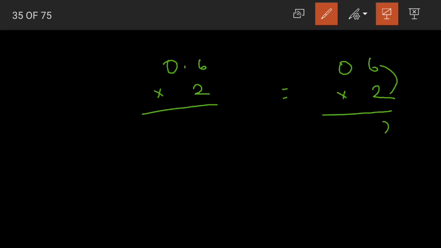See, 0.6 into 2. Consider this as a whole number itself. Forget about the point. 2 sixes are 12. 2 here, 1 carried. 2 zeros are 0 plus 1 gives us 12 as our answer. Yes, but the answer is not simply 12 here.